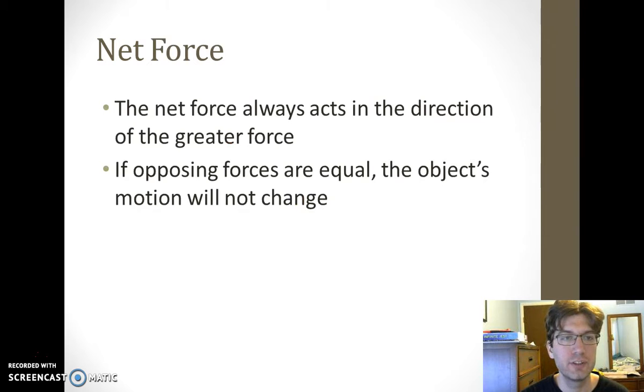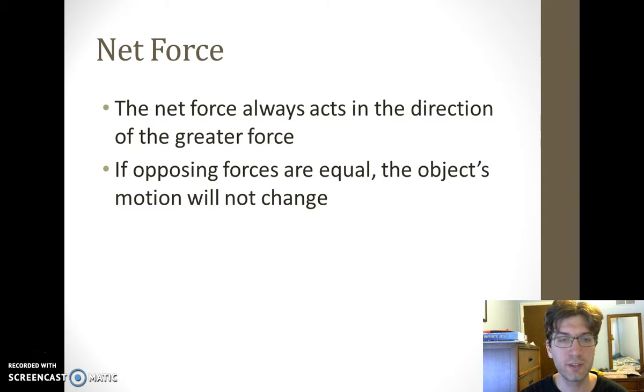Net forces will always act in the direction of the greater force. So if I'm pushing on the door for 5 newtons in one direction, and my buddy is pushing on it for 10 in the opposing direction, then my buddy is going to be pushing on the door for a total of 5 newtons in the opposing direction as me. If opposing forces are equal, they do cancel out and motion will not change. That's important. Motion will not change.